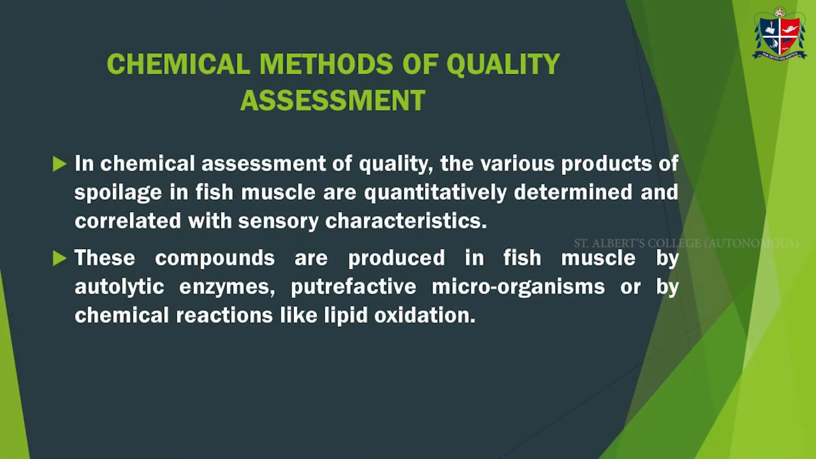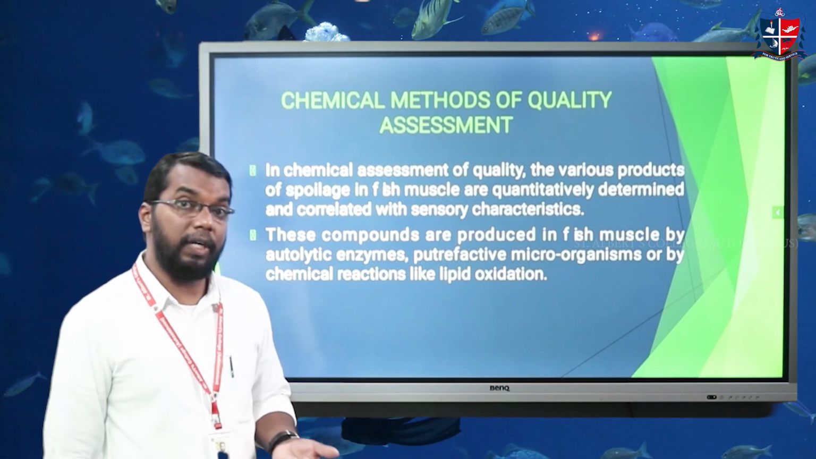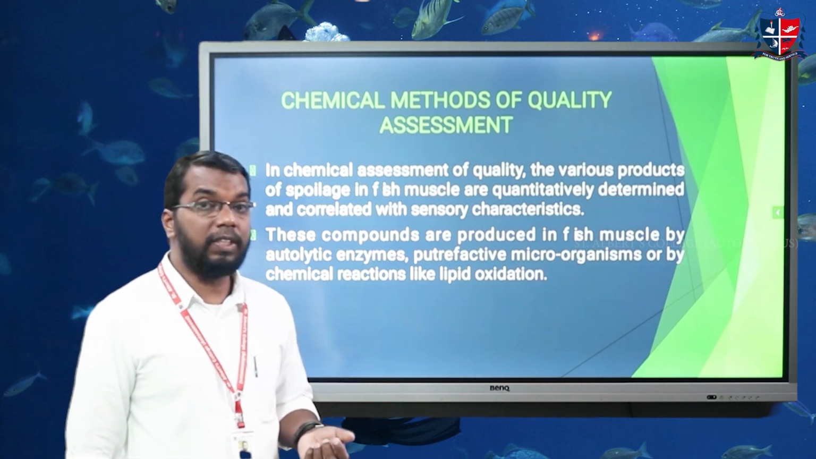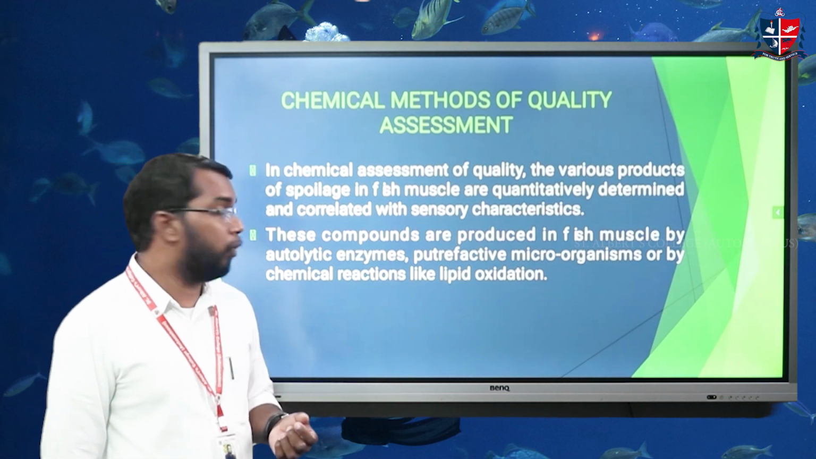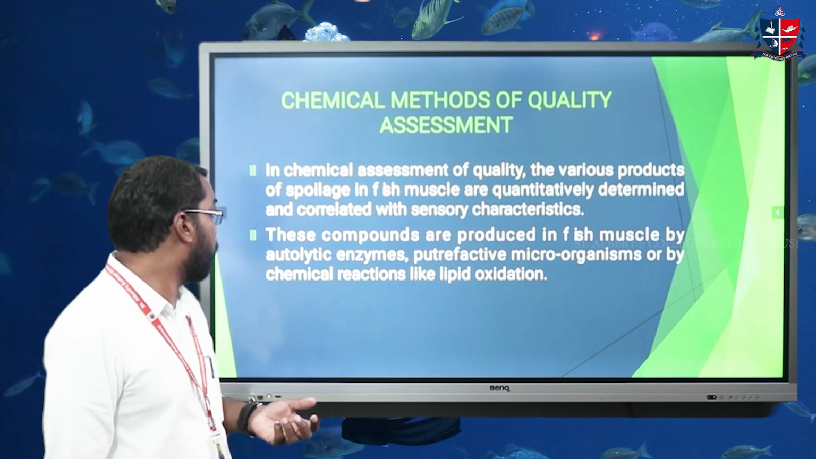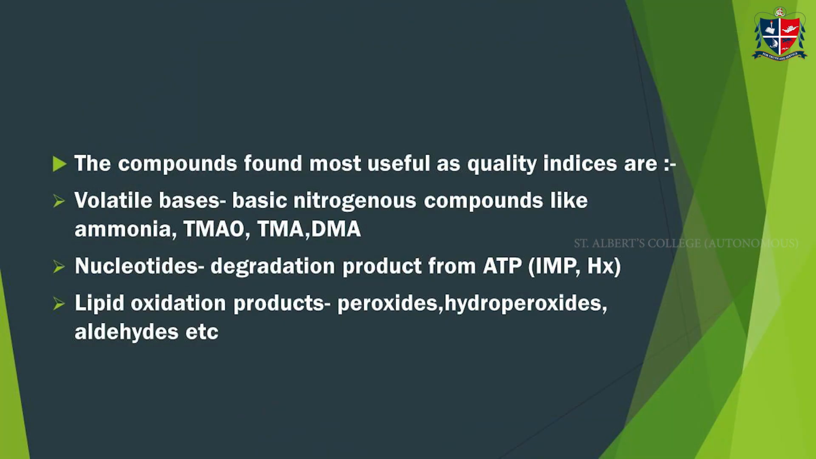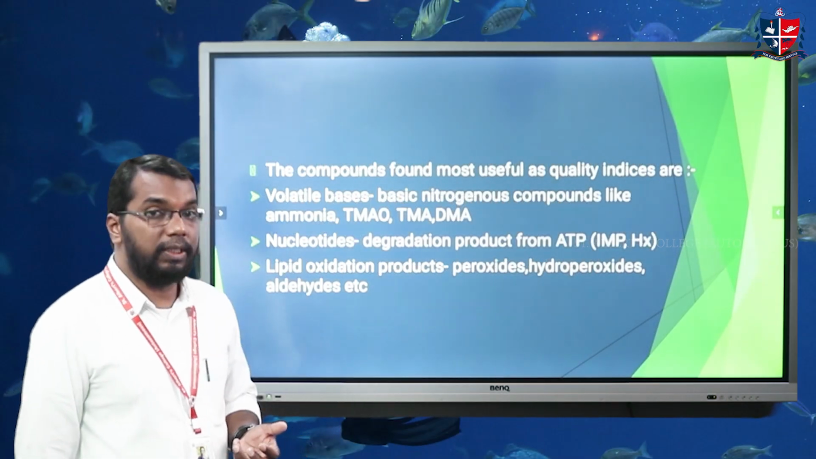Next is chemical assessment of quality. In chemical assessment of quality, the various spoilage products are quantitatively estimated and evaluated with sensory characteristics. These are compounds in fish muscle produced by autolytic enzymes, putrefactive microorganisms, or by chemical reactions like lipid oxidation. The examples of the various spoilage indices mainly include total volatile bases, nucleotides, and lipid oxidation products.